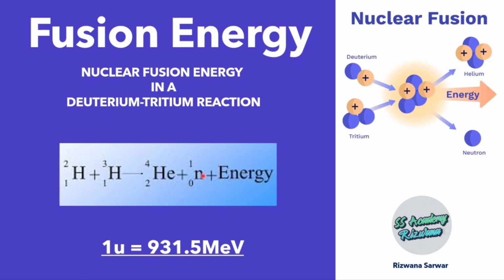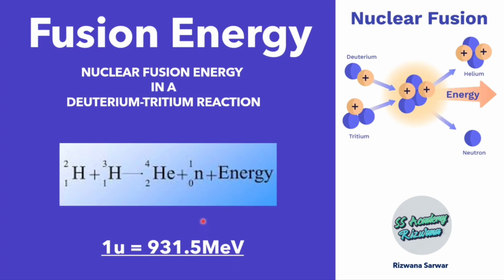In order to calculate the energy released, we will find the total mass of the final nuclei and the total mass of the initial nuclei in atomic mass units. And you know that one atomic mass unit is equal to 931.5 million electron volt.